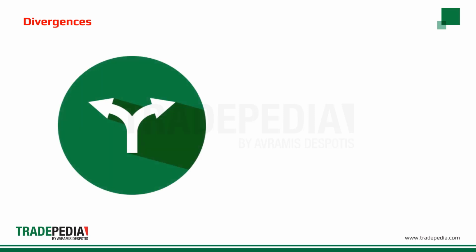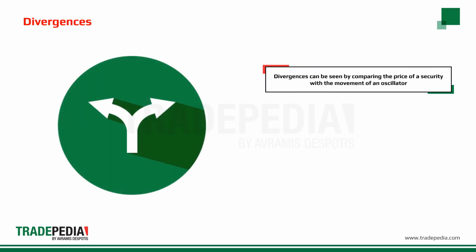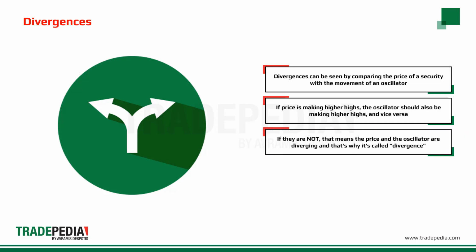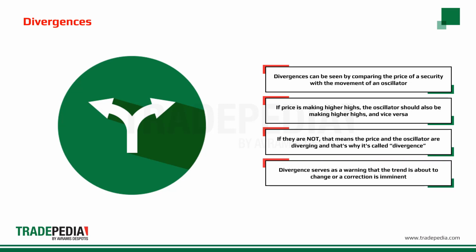The third way of analyzing oscillators is through divergences. Divergences can be seen by comparing the price of a security with the movement of an oscillator. If price is making higher highs, the oscillator should also be making higher highs, and vice versa. If they are not, that means the price and the oscillator are diverging, and that's why it's called divergence. Divergence serves as a warning that the trend is about to change or a correction is imminent.